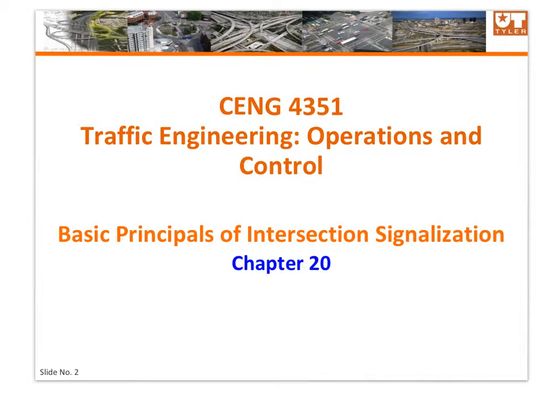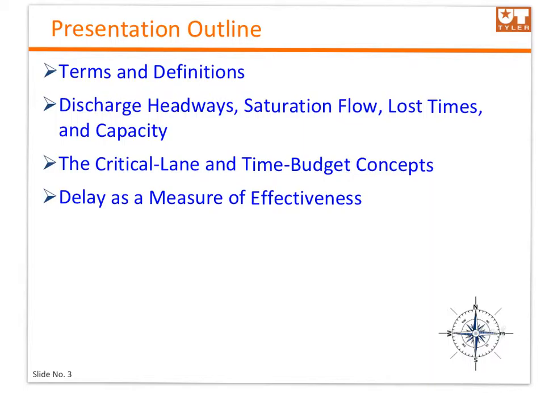Welcome to part 2 of chapter 20, and today we'll be continuing some of the other topics related to the basic principles of intersection signalization. As we said last time, we already presented some of the main terms and definitions, and we also defined what we mean by discharge headway, saturation flow, lost time and capacity, and also the critical lane and time budget concepts.